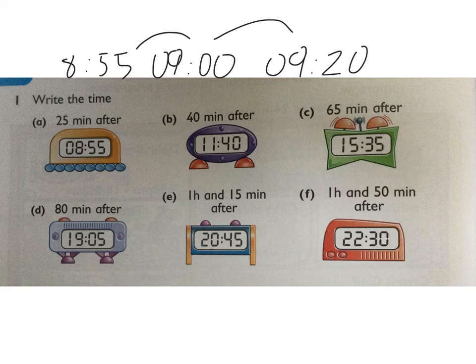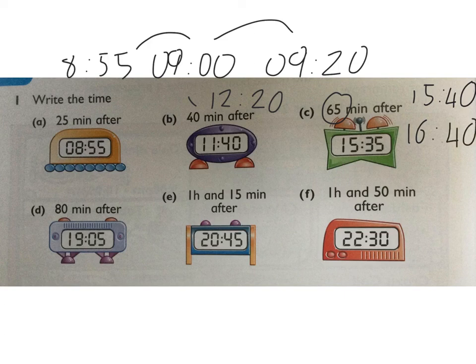So 11:40, if I was to add on 40 minutes to that, so we know 40 is a 20 and another 20, so if I add on 11:40, 20 minutes brings you up to 12, 20 minutes after that, your time would be 12:20. 65 minutes after 15:35. Well, 65 minutes is an hour and 5 minutes. So add on the 5 minutes first. So that would bring me up to 15:40. Then add the hour, 16:40. And that's your new time.